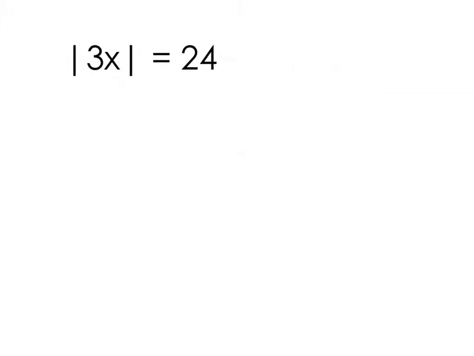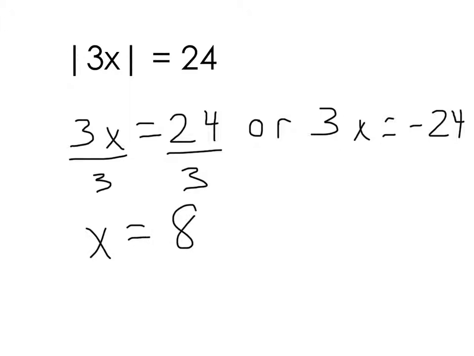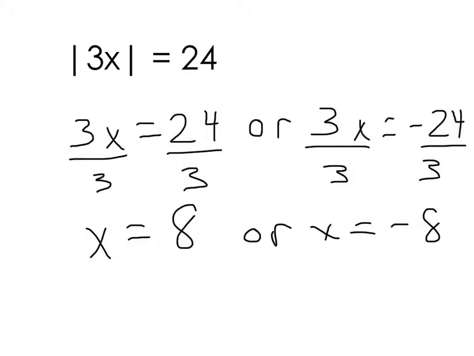The absolute value of 3x equals 24. That means that 3x must be 24, or 3x must be negative 24. So that gives us two problems. We have to solve both of them. We need to isolate the x, divide by 3, x equals 8, or divide by 3, x equals negative 8. Do both of those work?